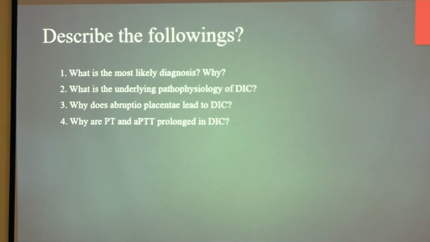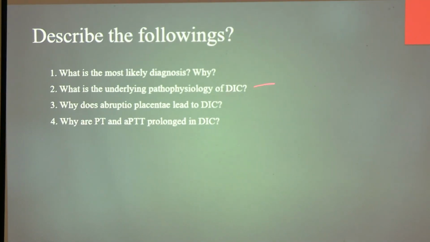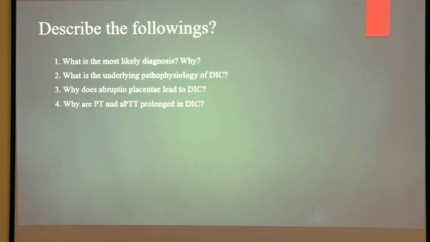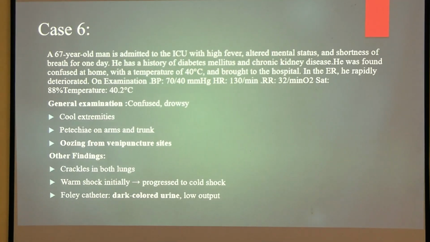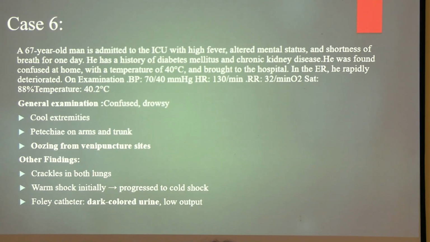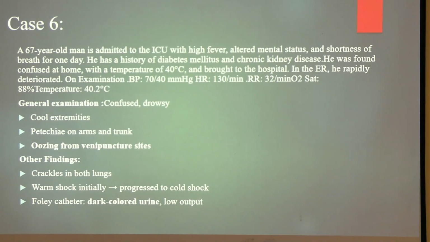So this is a case of DIC, okay. What is the underlying pathology, why does abruptio placentae lead to DIC, and why are PT and aPTT prolonged in DIC? You can answer, right? If you study the platelet part and what I have explained before, you will be able to answer. So this is another case. Yes, you latecomer, a bit louder. A 67-year-old man is admitted to the ICU with hypotension and sepsis.